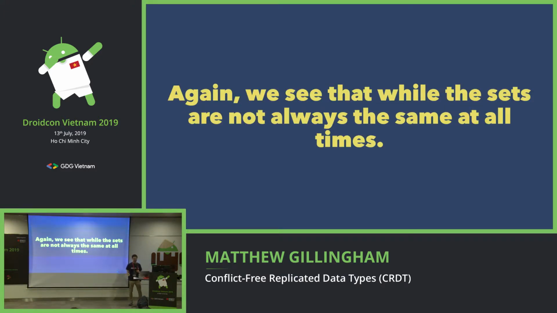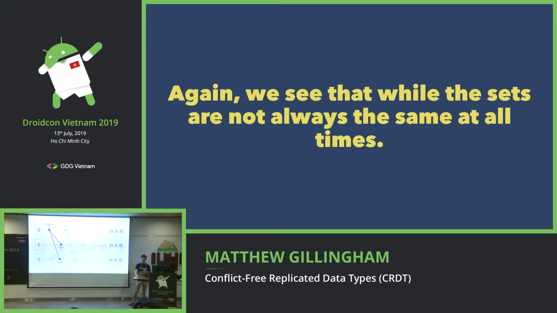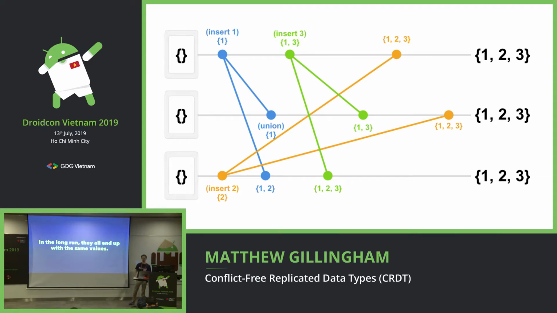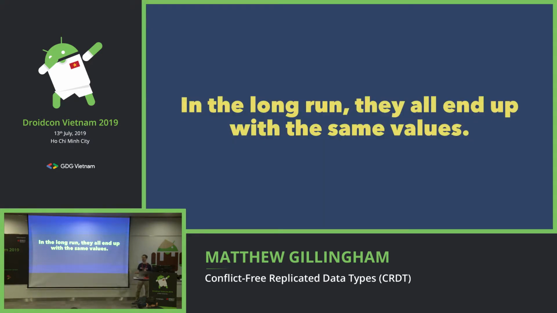Again, reiterating what I just said, the sets are not always the same at all times. This one at one point is just 2. That one is like at one point, 1, 3. Well, that one's 1, 2, 3. They all have different values for a while, but in the long run, they all end up with the same values.